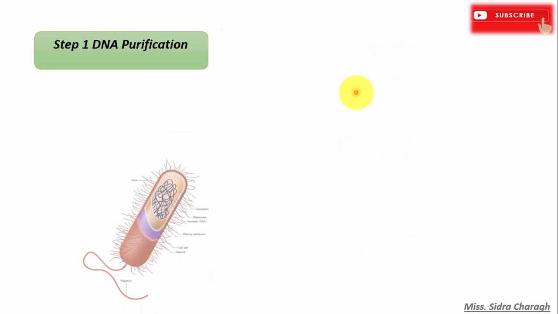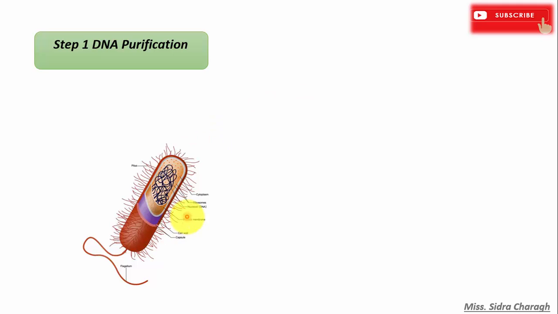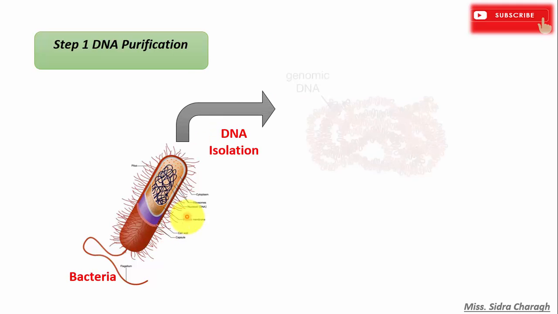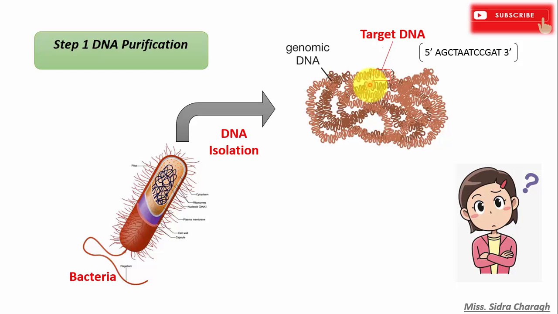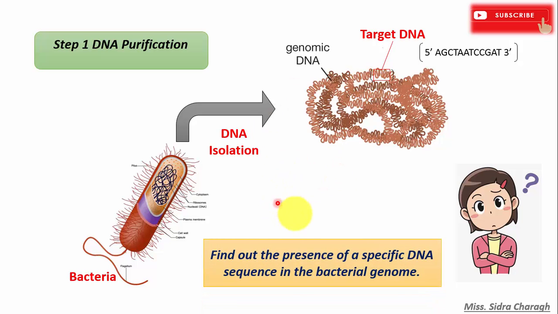The first step is DNA isolation. Suppose we have isolated genomic DNA from bacterial cells, and we know that this DNA contains thousands of genes or DNA sequences encoding various proteins in bacteria. But we want to find out the presence of a specific DNA sequence in the bacterial genome, or in other words, we are searching for a gene or DNA sequence of interest whose nucleotide composition is already known to us, but we want to find out whether this DNA sequence is present in the bacterial genome or not.